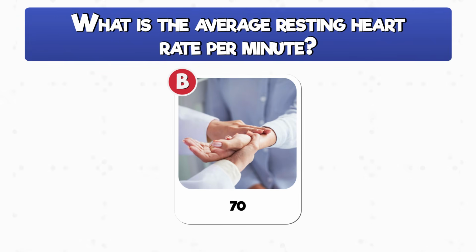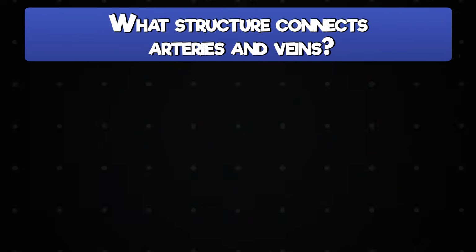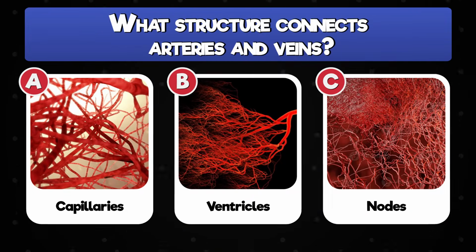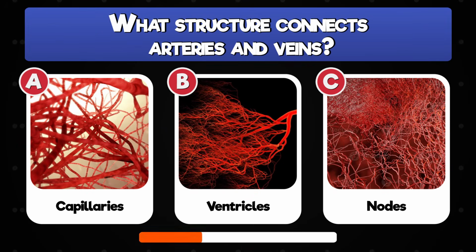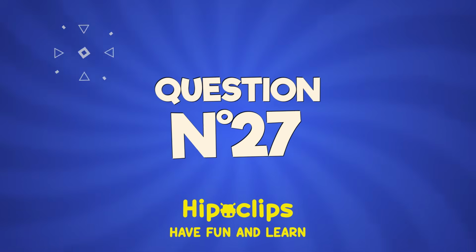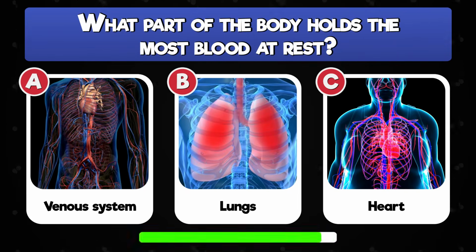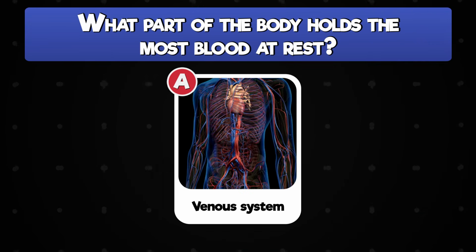70 beats per minute. What structure connects arteries and veins? The capillaries. What part of the body holds the most blood at rest? The venous system.